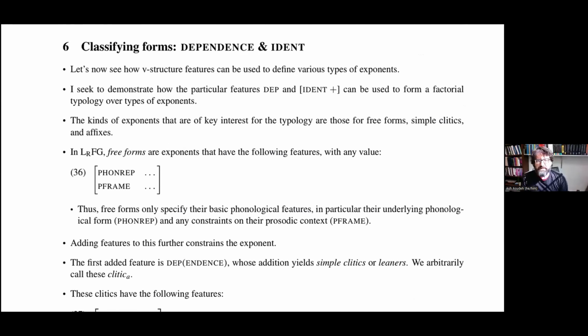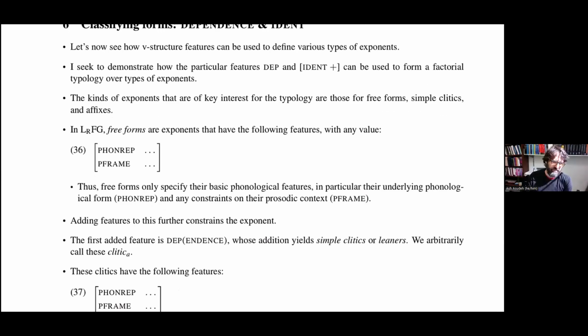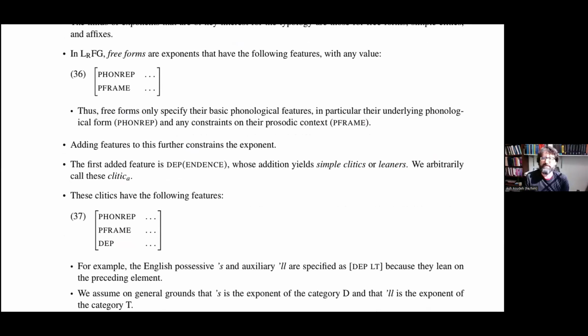So now together, this notion of dependence and identity give us a way of classifying forms formally. I seek to demonstrate how the particular features dep and ident plus can be used to form a factorial typology over types of exponents. The kinds of exponents that are of key interest for the typology are those for free forms, simple clitics, and affixes.